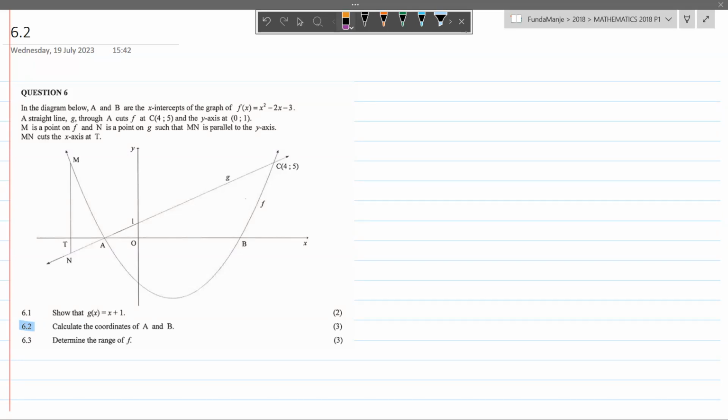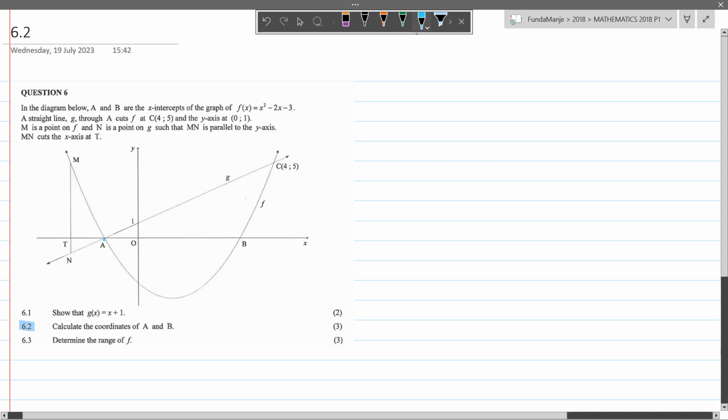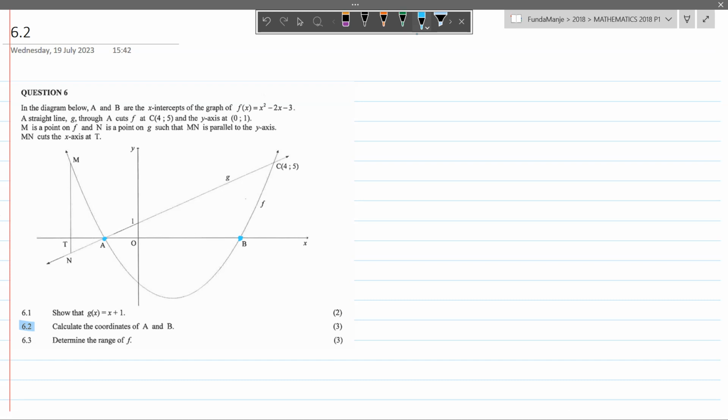6.2 says calculate the coordinates of A and B. A and B, as we see from our graph, are x-intercepts. Now, these are called x-intercepts, or you can also call them roots. In order to find what these values are, referring to them as x-intercepts might be more insightful, because with x-intercepts, we know one thing to be true: y is always equal to 0.